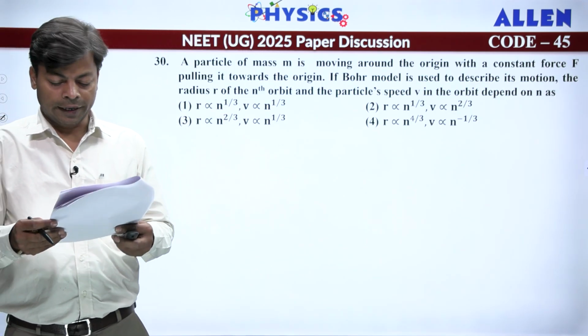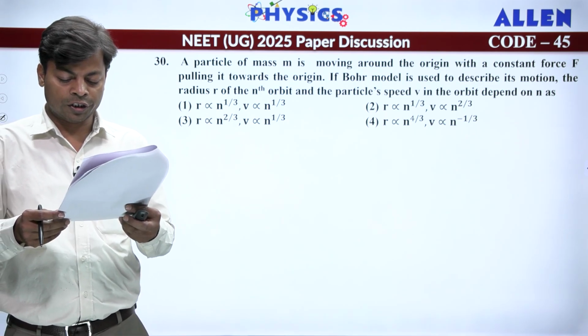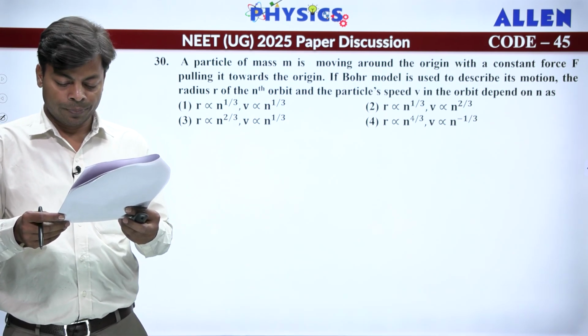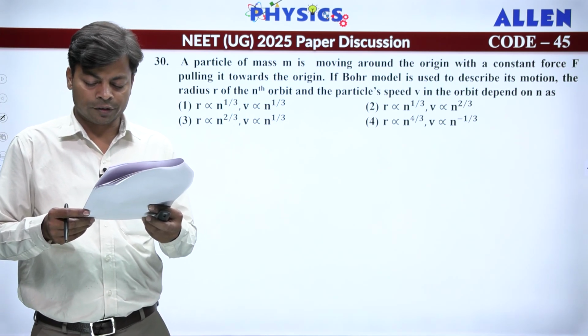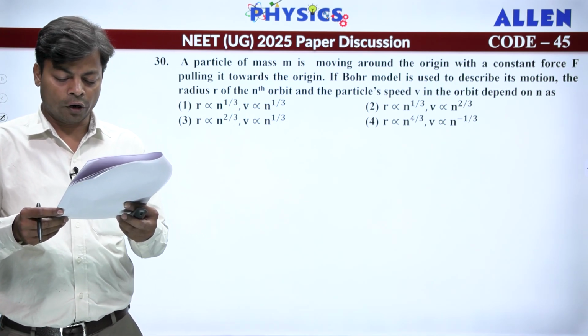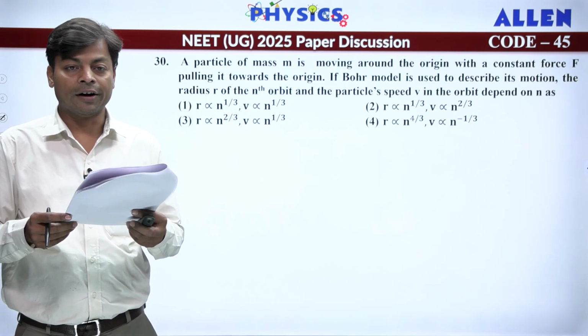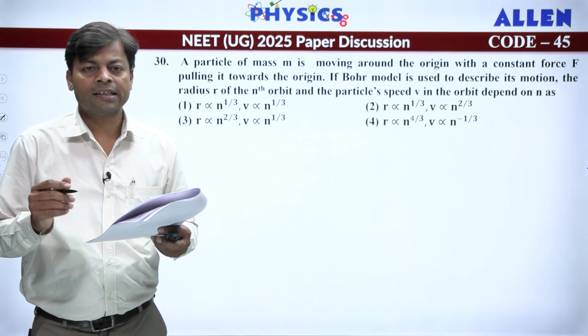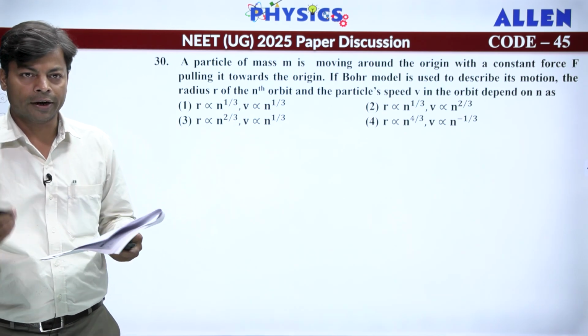We'll do question number 30. Here it says a particle of mass m is moving around the origin with a constant force F pulling it towards the origin. If the Bohr model is used to describe its motion, the radius r of the nth orbit and the particle speed v of the orbit depends on. So it is a classical problem. The way we solve the Bohr model, we are going to solve it here.